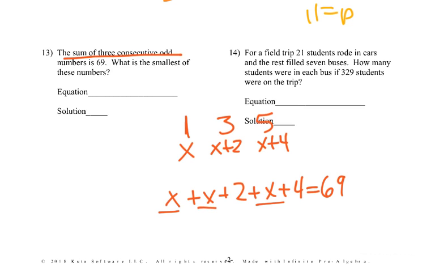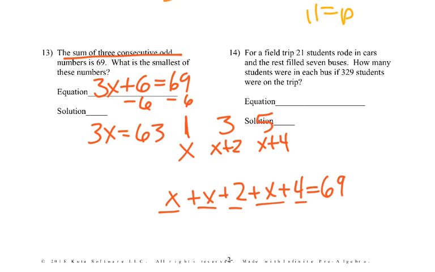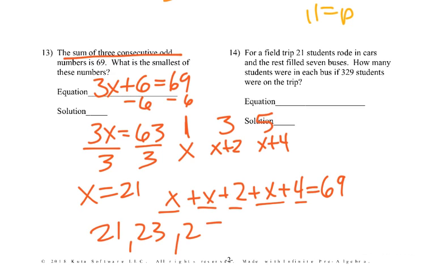So we have 3 x's plus, simplifying, 2 and 4 give us 6, should equal 69. Subtract 6, get 3x equals 63. Divide by 3, and x should equal 21. So my numbers should be 21, 23, and 25, which add to 69.